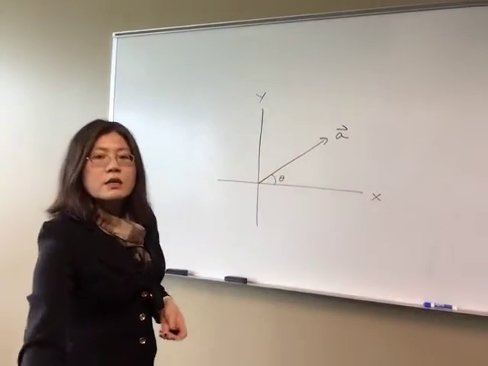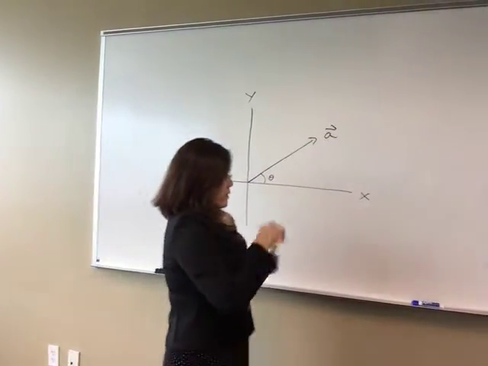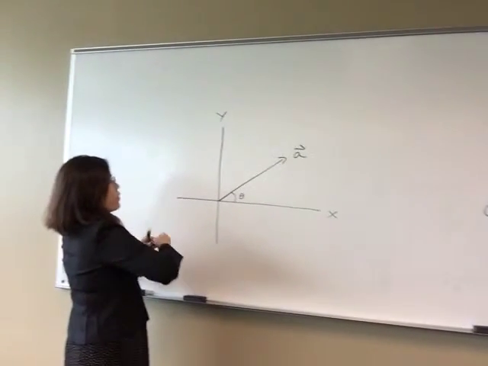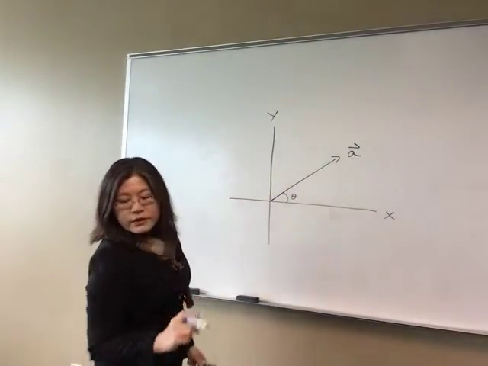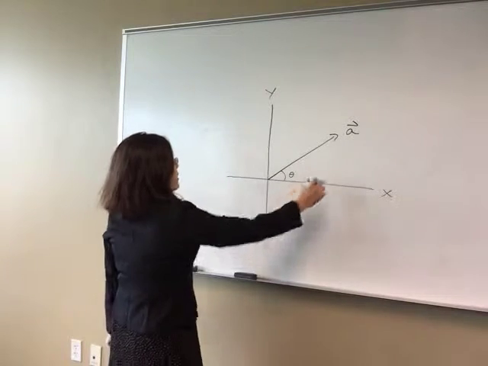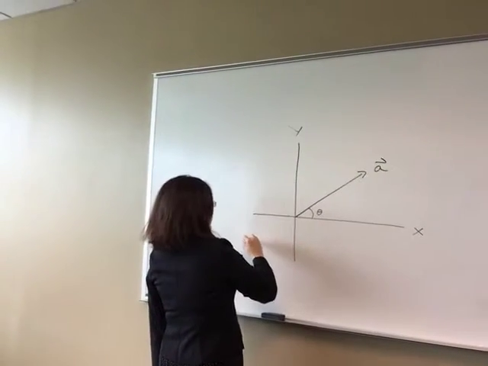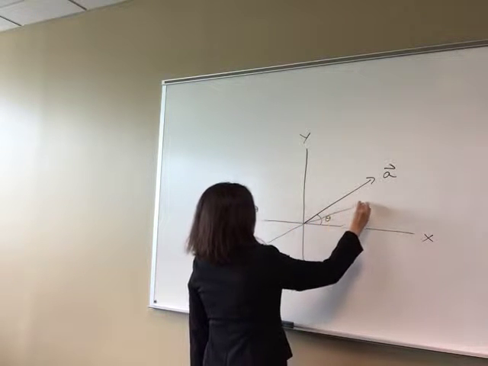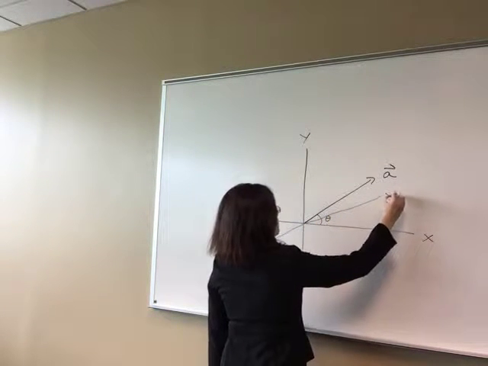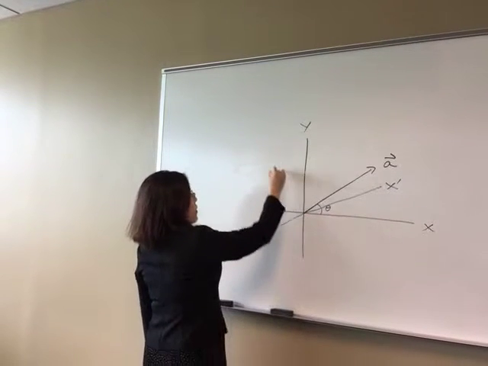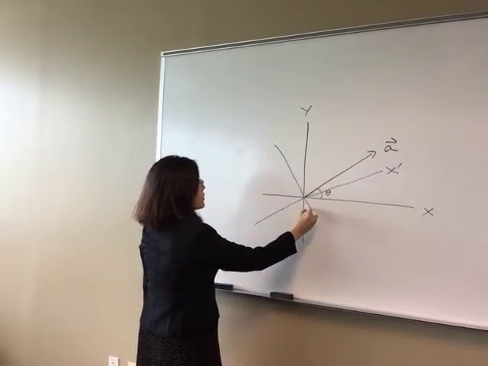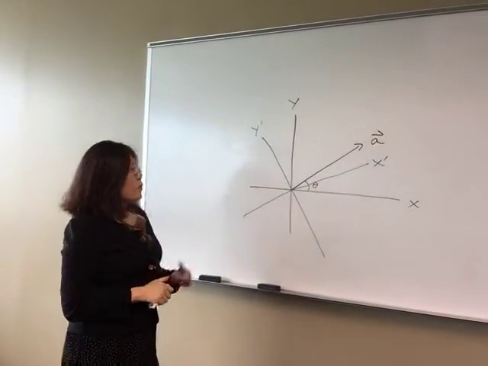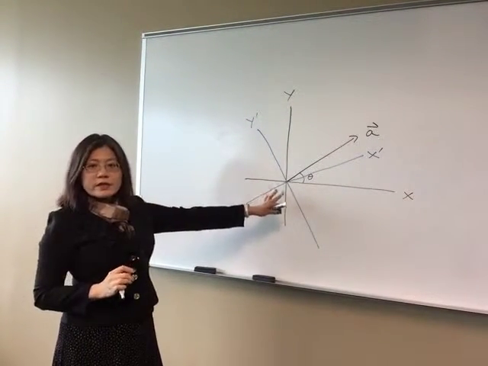Now, we have another coordinate system that has been rotated. So let's say you have your x, that's called x prime, the coordinate system in this direction. So this is your x prime. Now your y prime, of course, is the one that is perpendicular to your x prime. So the one in blue is your new coordinate system.